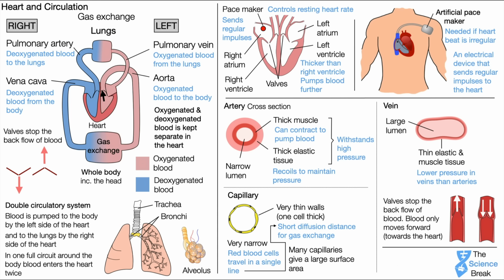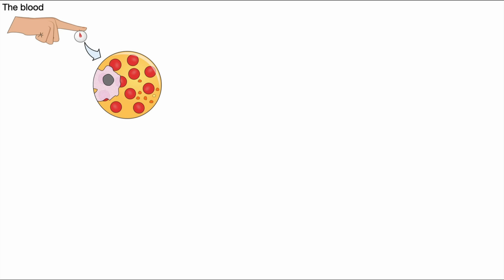Next, we're going to take a look at the blood and coronary heart disease. Let's have a look at the components of the blood. Here is a small sample of blood. If we were to magnify that, we would see that it has different parts in it. This part here, the liquid part, is called plasma. We have a white blood cell. We have a red blood cell there, lots of red blood cells in that image. And we have these little structures called platelets.